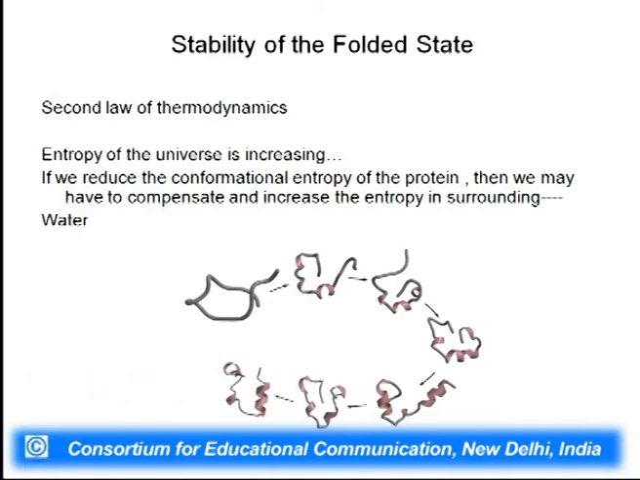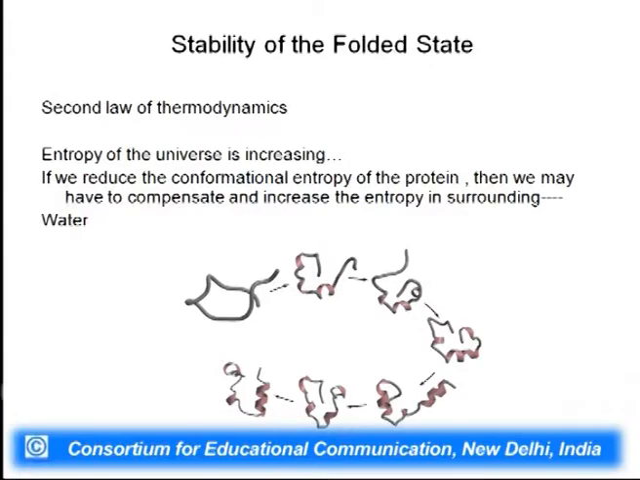So, when we are talking about this, the second law of thermodynamics states that the entropy of the universe is forever increasing and there is no turning back. If we are trying to reduce the conformational entropy of the protein, then in the universe we will have to compensate and have some place where entropy is eventually going to increase, and let us not take the universe very far away, it is going to be just the surrounding water.